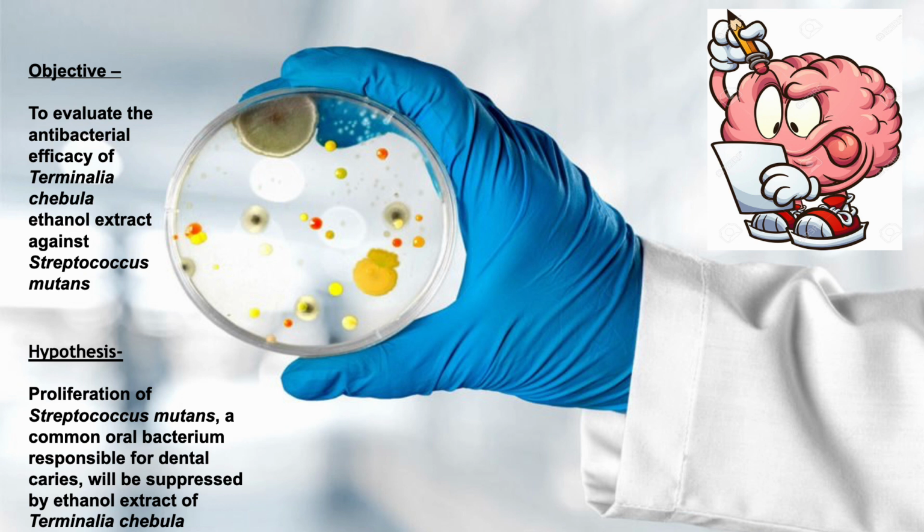According to our thinking, the proliferation of Streptococcus mutans, a common oral bacterium responsible for dental caries, will be suppressed by the ethanol extract of Terminalia chebula. According to our thinking and the scientific research we did, we think that yes, Streptococcus mutans will be suppressed by Terminalia chebula through its antimicrobial activities. So let's see what's going on. We will perform the experiment and see what results we get.